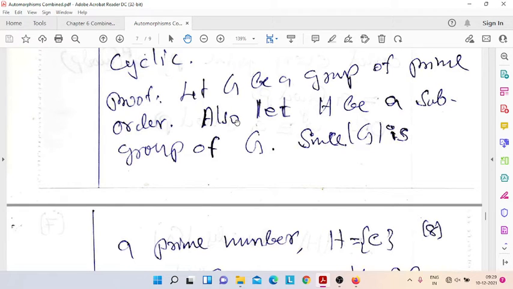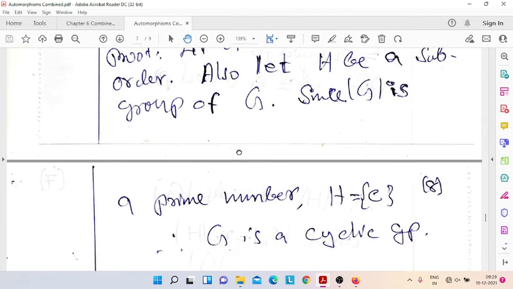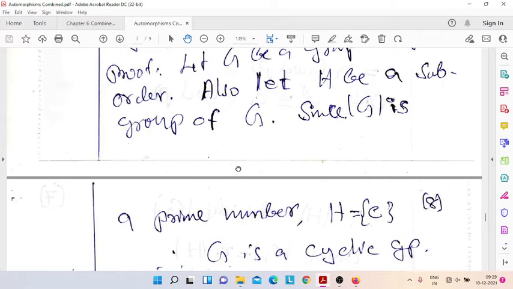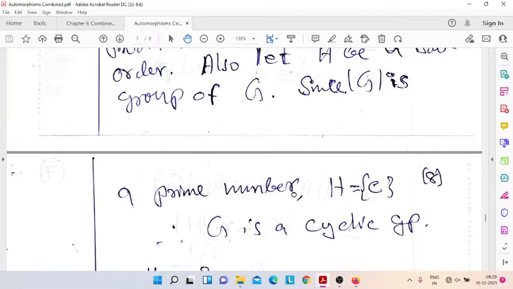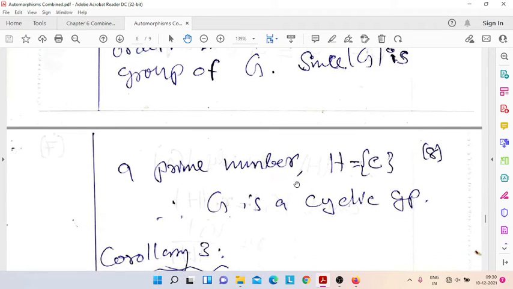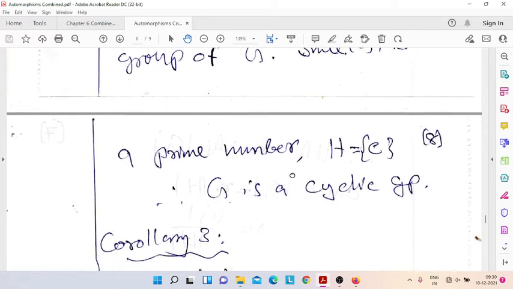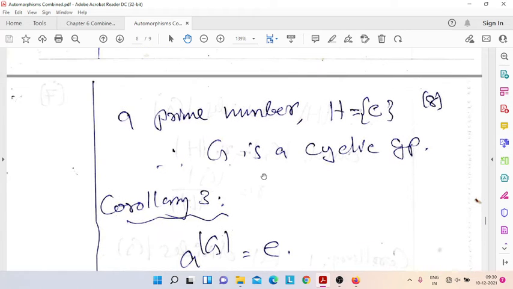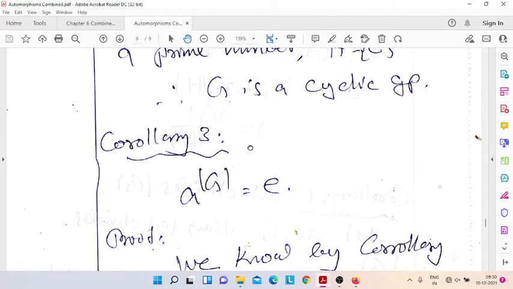In that sense, if H is a subgroup of G, then H must be either equal to G, or H must contain only one element. Any group which contains a single element will be the set which contains the identity element only, that is the singleton group. So we get that result.